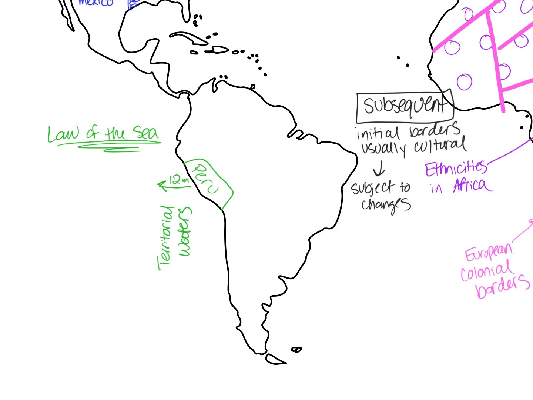The next 12 is where things get ramped up a little bit. So 12 more miles out is called the contiguous zone. CONTIGUOUS.